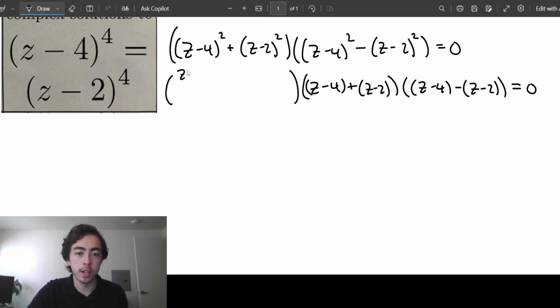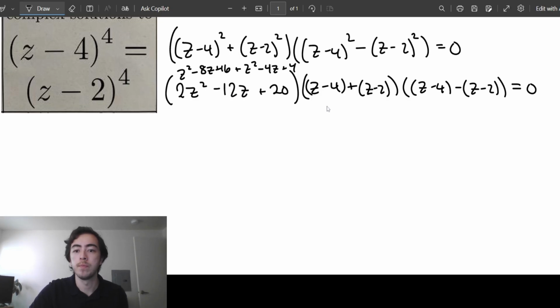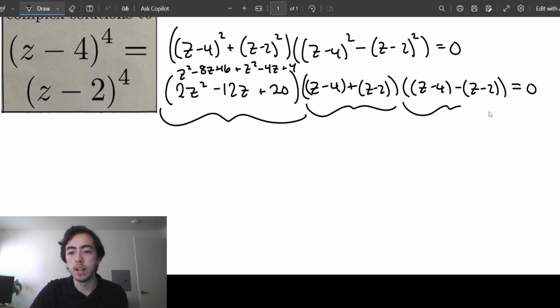Expanding out the first one, we get z squared minus 8z plus 16. Expanding out the second one, we have z squared minus 4z plus 4. So combining like terms, we have 2z squared minus 12z plus 20. Cool. So I have a factor here, I have a factor here, and I have a factor here.